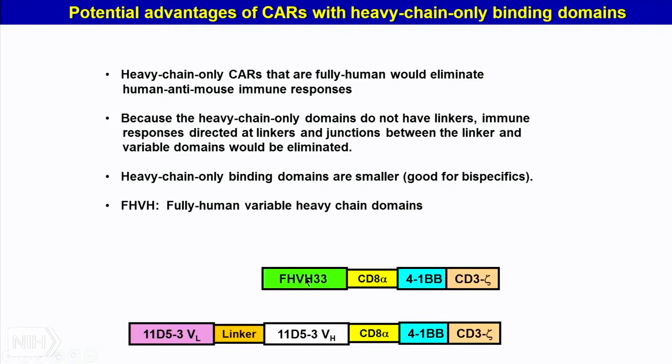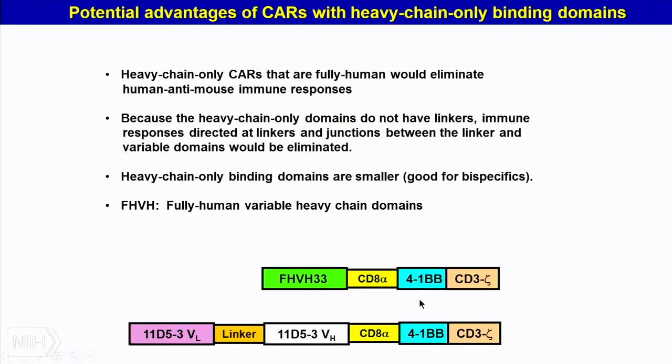So that's one good thing about it. That will decrease immunogenicity. It does not have the linker, which is also a way to decrease immunogenicity, and you eliminate 2 junctions. So these junctions between the light chain and the linker, and the linker and the heavy chain are potentially immunogenic, and so we eliminate them by using this approach too.